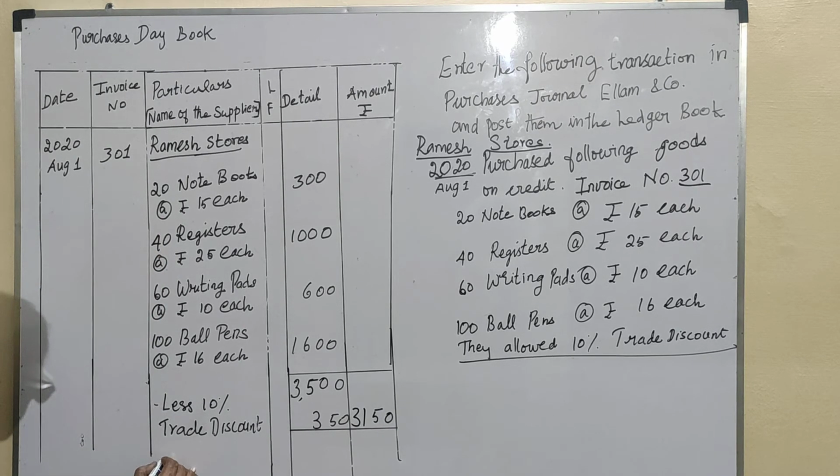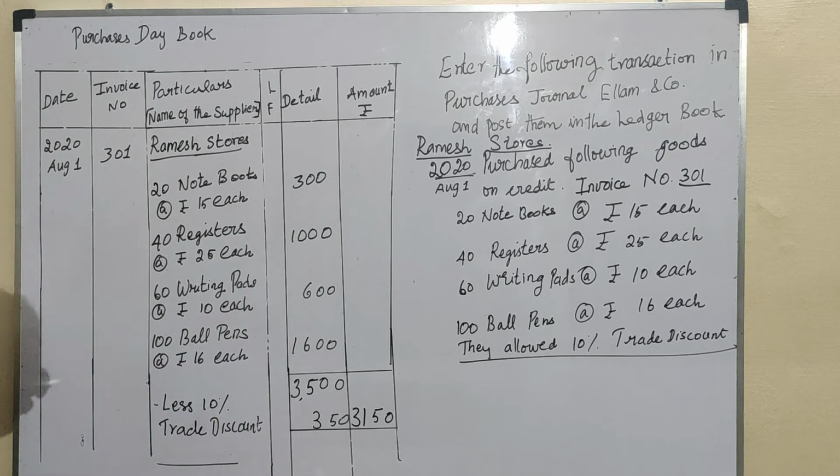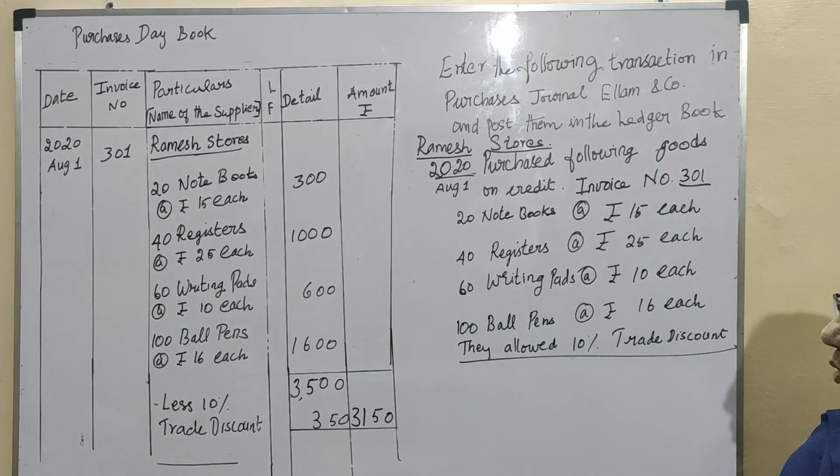And in addition to that, when we are adding one more supplier, we write here the name of the supplier and the other items. Like that, finally we have to find out the net amount at the end of completing this purchase daybook. Okay, now let us go to the next one.